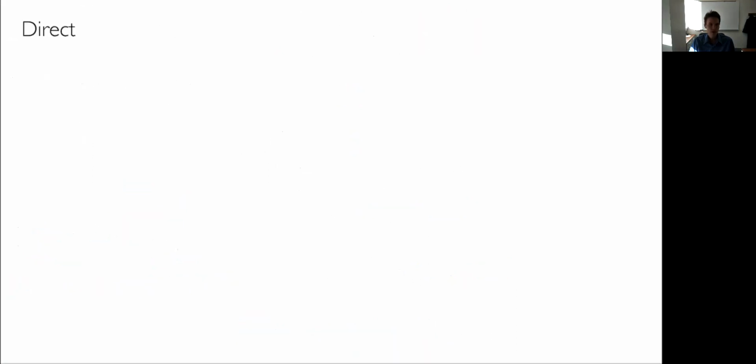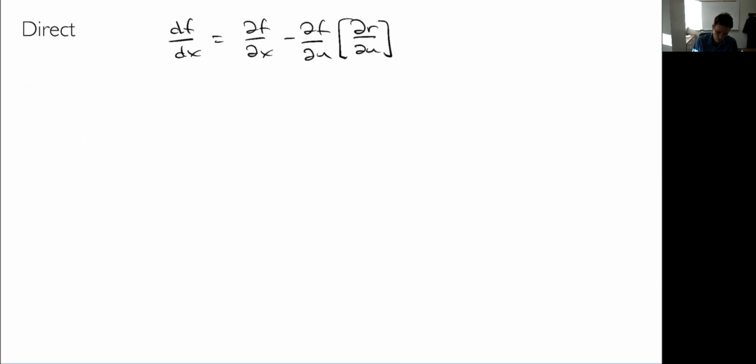This first method is called the direct approach. If I was writing this out again, let me just write the whole big equation again. It's df dx equals partial f partial x minus partial f partial u times partial r partial u inverse times partial r partial x. Okay, so I just wrote it all out.